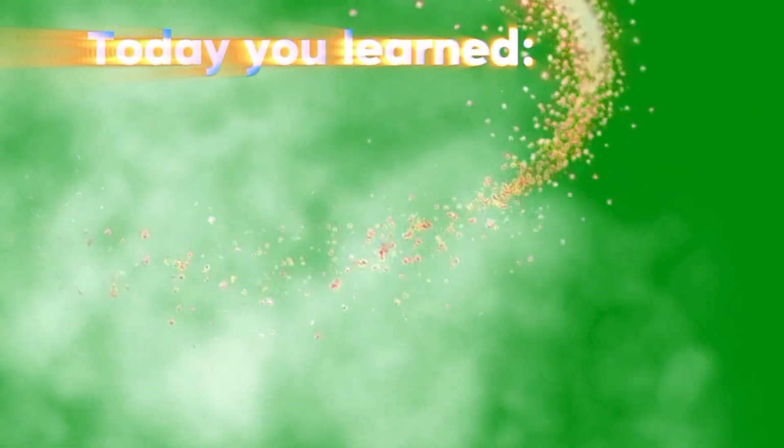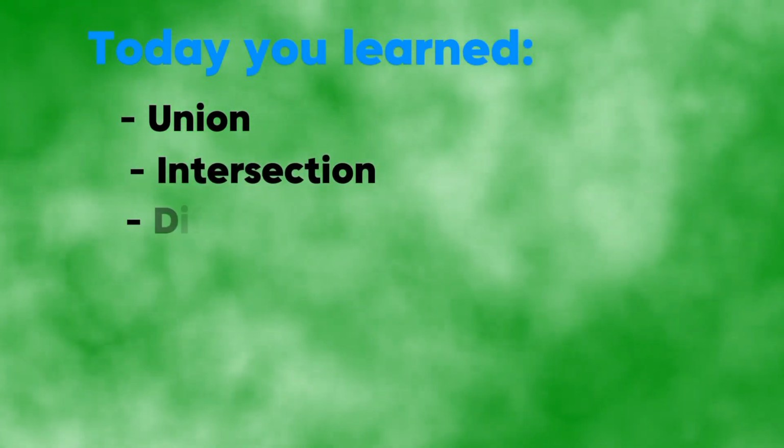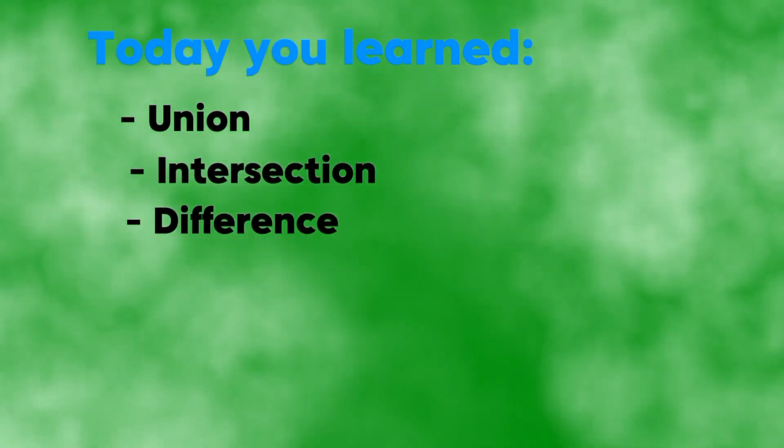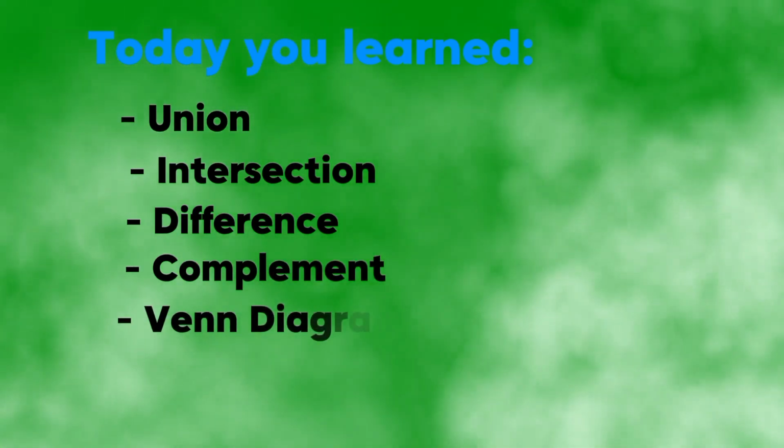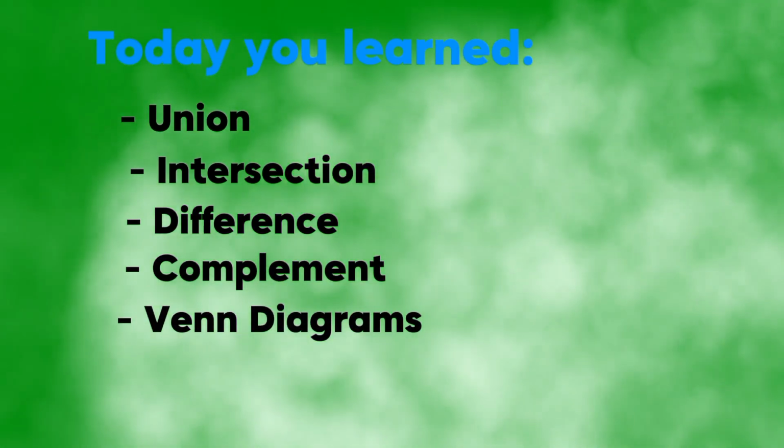Today you learned union, intersection, difference, complement, and Venn diagrams. In Part 3, we go even deeper: subsets, proper subsets, and real exam problems.